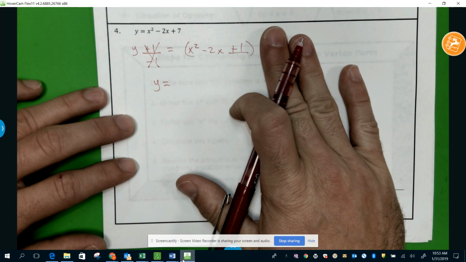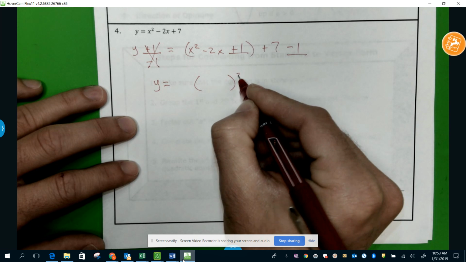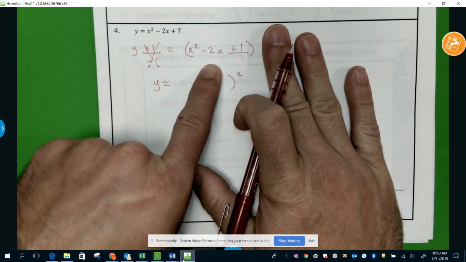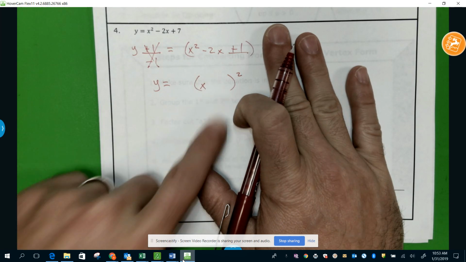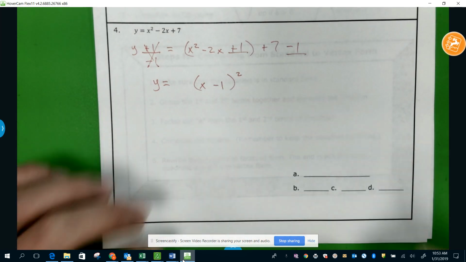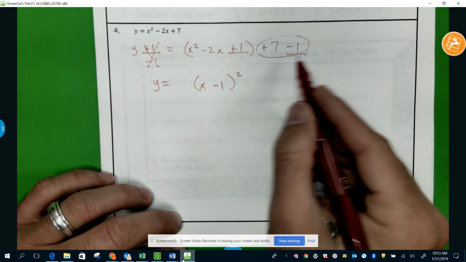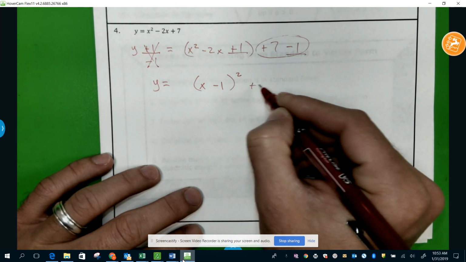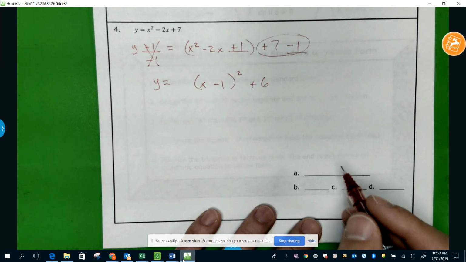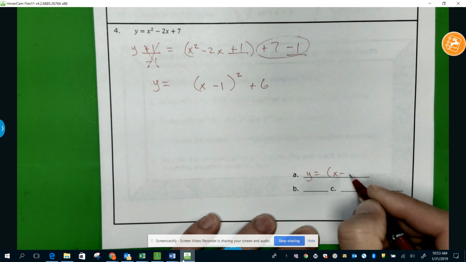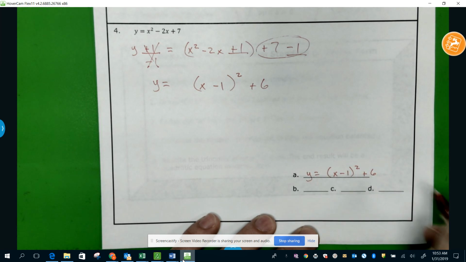Okay, the shortcut to factoring our trinomial here. I know I've got an x. I know I need a squared on the outside. So what number goes here? Half the middle term. So what was half of negative 2? Half of negative 2 is negative 1. And then when we combine these like terms here at the end, this constant 7 minus 1 gives us positive 6. So there is vertex form. x minus 1 squared plus 6.